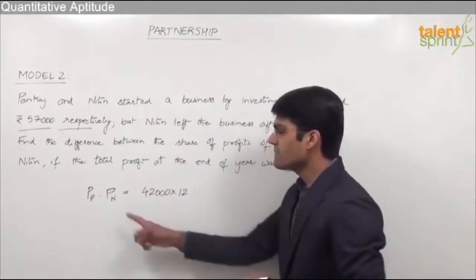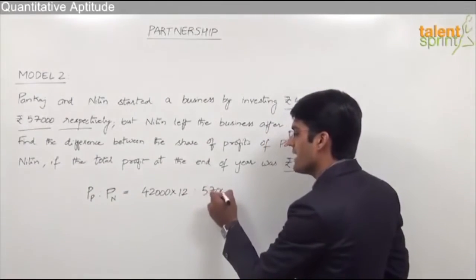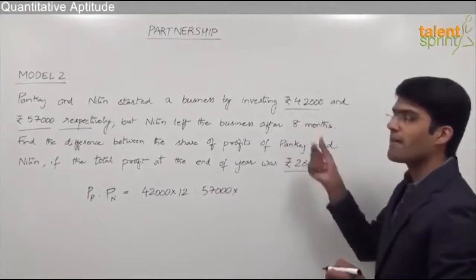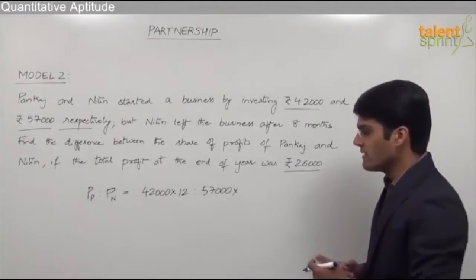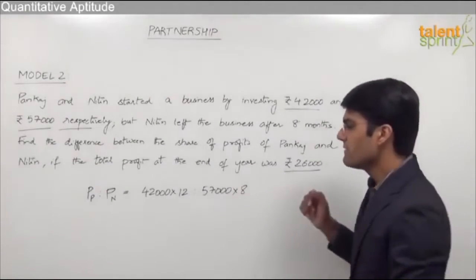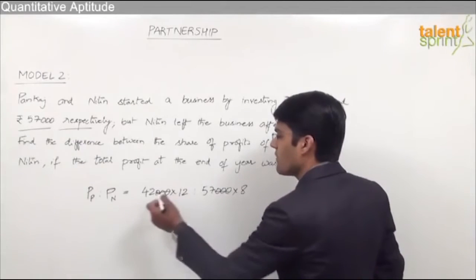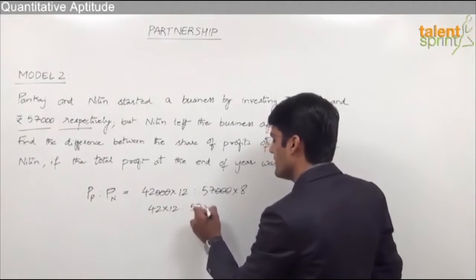Is to investment made by Nitin, which is 57,000, and since Nitin has left the business after 8 months, we can say that he was present only for the first 8 months. So time of Nitin's investment should be taken as 8 months. So by simplifying this, we get the ratio as 42 into 12 is to 57 into 8.